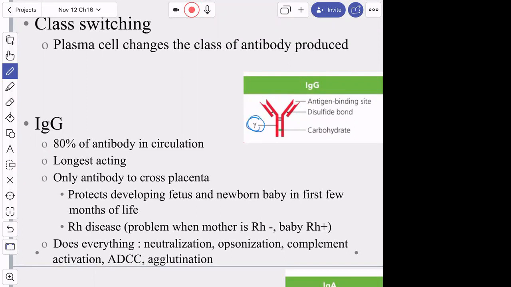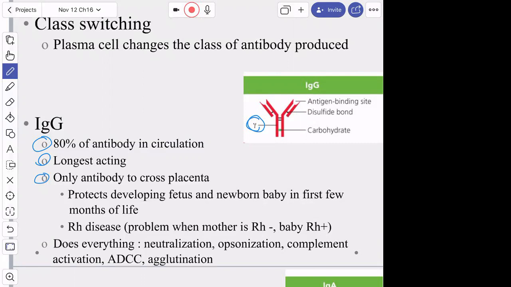So basically, the stem region is changed. The gamma region of the gene is transcribed and translated to be that IgG. This is the most common antibody in circulation. In the bloodstream, a lot of it is going to be IgG, and we think that's usually the longest acting. The IgG tends to persist at least a couple of months. And that's important because it is the only antibody that can cross the placenta.